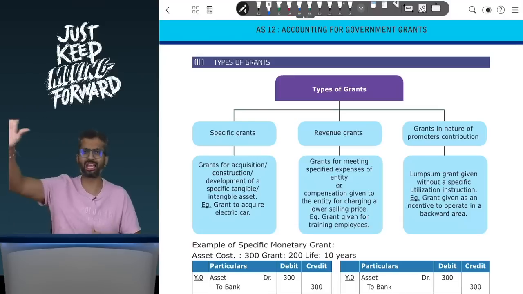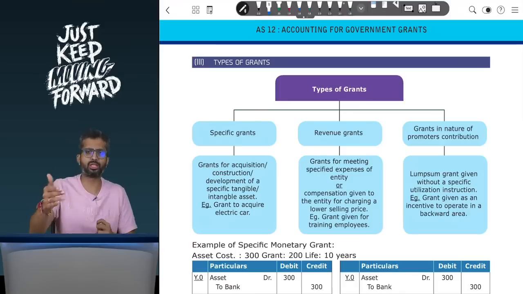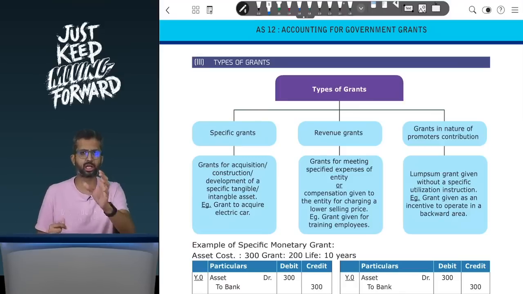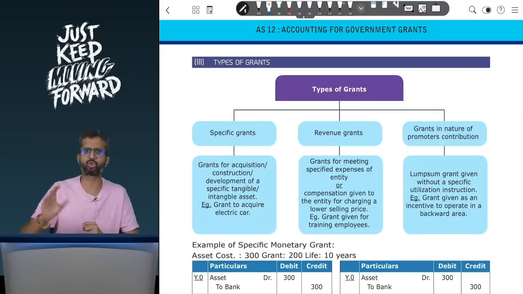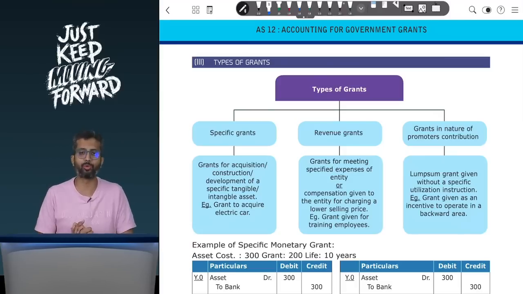Or you can show the asset, that is a car, at 300, show a deferred grant, let us say at 200, depreciate the car over 10 years, that is 30 each year, and then the grant, that is 200 divided by 10, that is 20 in each year, will be shown. So this is how you will account for, let us say, a grant which is in the form of a monetary grant.